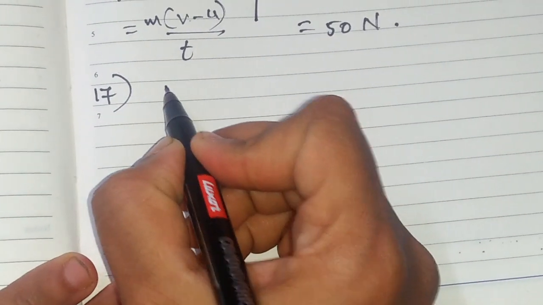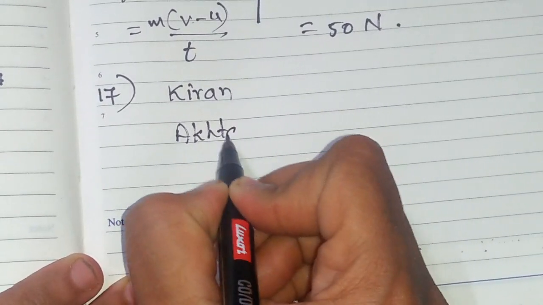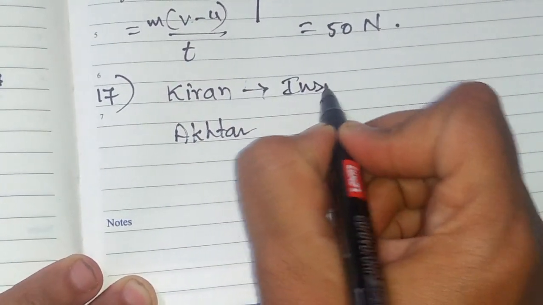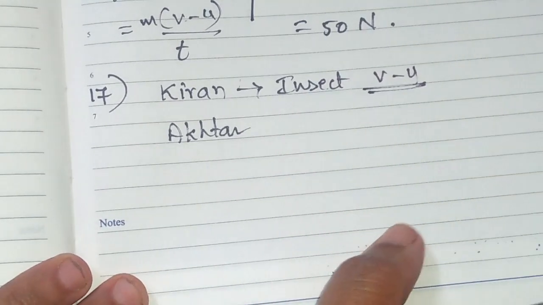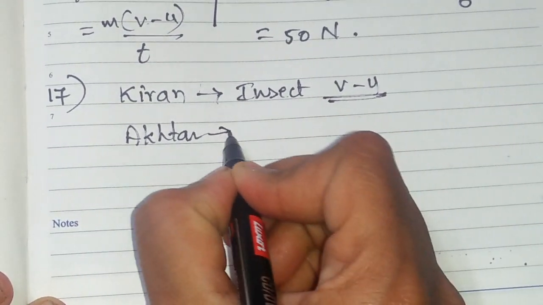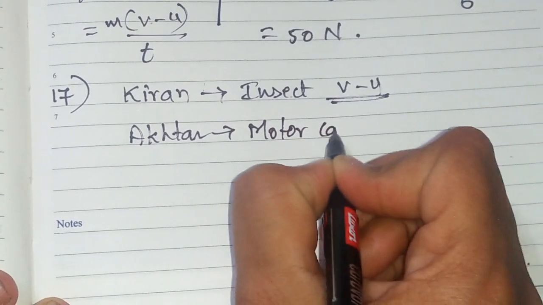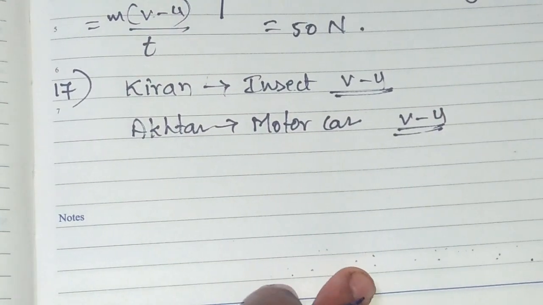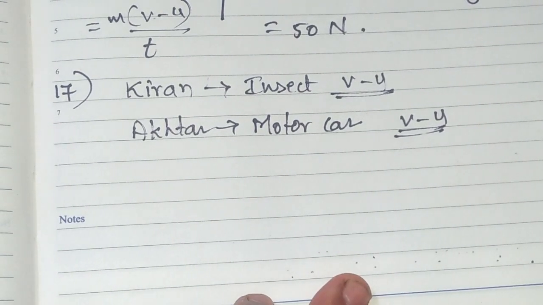So both Akhtar and Kiran are there here. Kiran is saying that the insect was having more velocity, so its velocity difference is more. That is why it is getting more effect from the motor car. Akhtar said that it's not correct. Here our motor car is traveling with high velocity, no? So the initial and final velocity difference in this motor car is more. That is why it is exerting more pressure, more force on that particular insect.